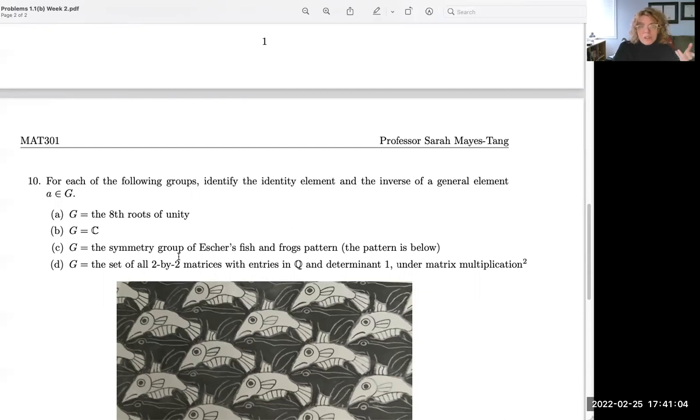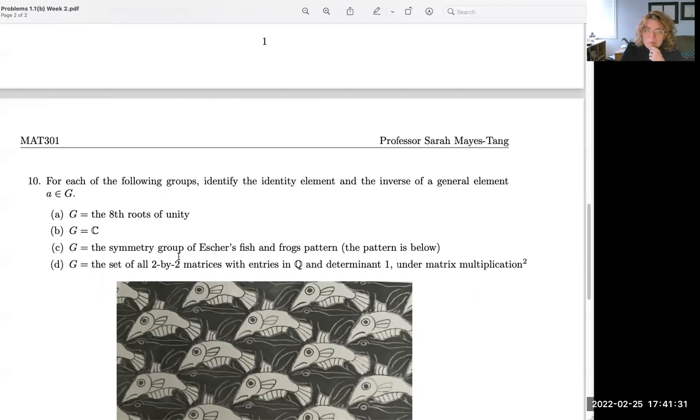If we have a symmetry group, the identity is always going to be the do nothing action, and the inverse is always just going to be to undo the action. It's always going to be the opposite of the action. So that's how I would describe it. And for this particular pattern, you could try to describe the exact symmetries of this pattern and then describe the inverse of each individual element.